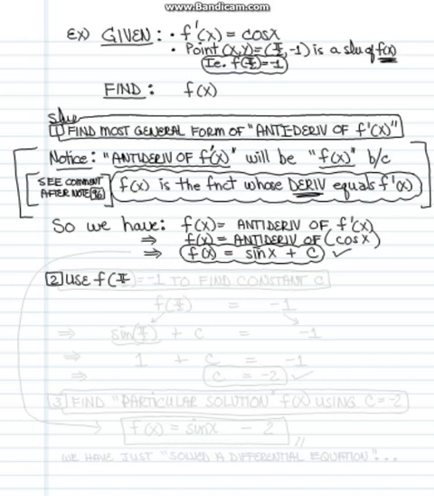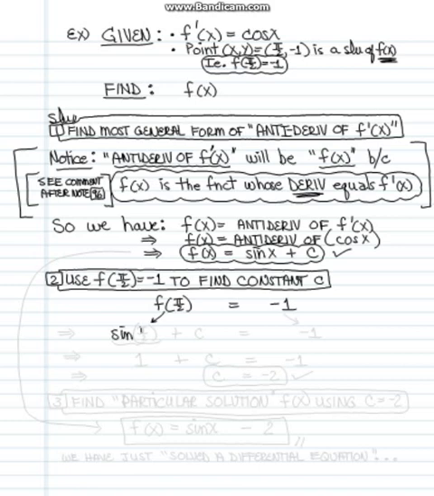Step 2, use the other given information, f of pi over 2 equals negative 1, to find our constant c. We have to figure out what c is in this problem. So f of pi over 2 is equal to negative 1. But what is f of pi over 2? Well, f of pi over 2 is going to be the sine of pi over 2 plus c, because we just found out what f of x was in the previous step. Bring down the negative 1. Sine of pi over 2 is 1, plus c equals negative 1. So c is equal to negative 2.